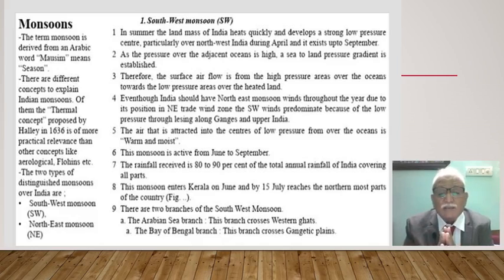As far as India is concerned, 80 to 90% of the total rainfall of India is received from the southwest monsoon. And of course, the southwest monsoon enters Kerala in June. By 15th July, it reaches the northernmost parts of the country. There are two branches of the southwest monsoon. The Arabian Sea branch crosses the Western Ghats. The Bay of Bengal branch crosses the Gangetic Plain.